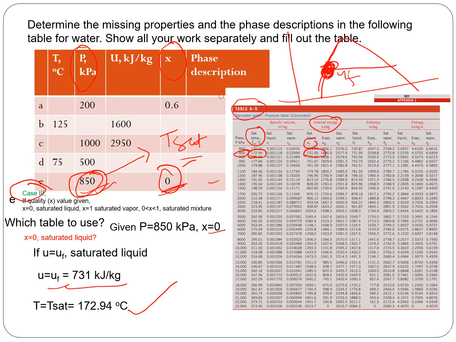Again, you need to show this detailed work, not just fill in the blanks. So that's about this combined complex type of problem. I hope you understood how to solve the problem using the property table.